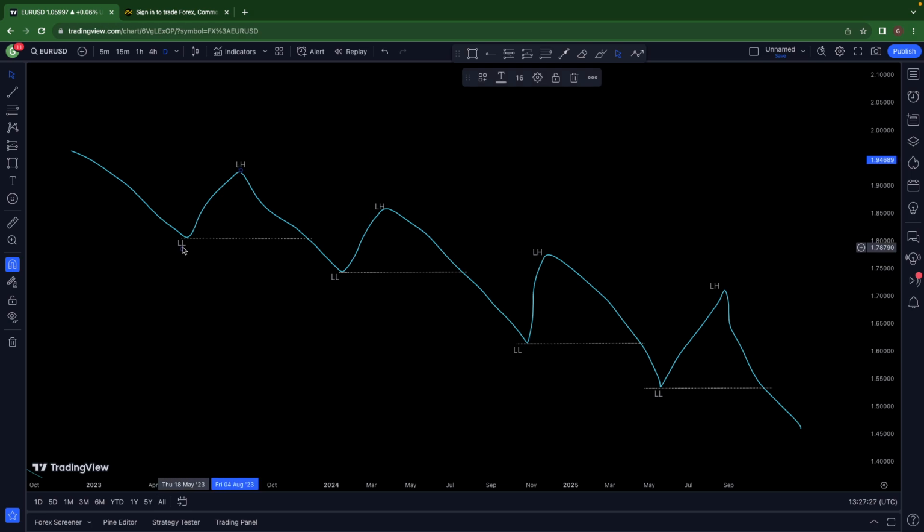So we have the lower low. This is our lower low because this low is lower than this high. So we have the lower low. This low right here is higher than this last low here, so it's called our lower high.